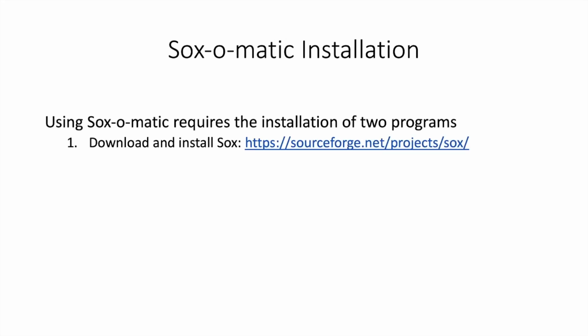To use Sox-o-matic, you actually need to install two programs. First, you need to download and install Sox from the SourceForge website. This link is on the website page that hosts the video. Second, you need to download and install Sox-o-matic, and again, this program is linked through the website page.